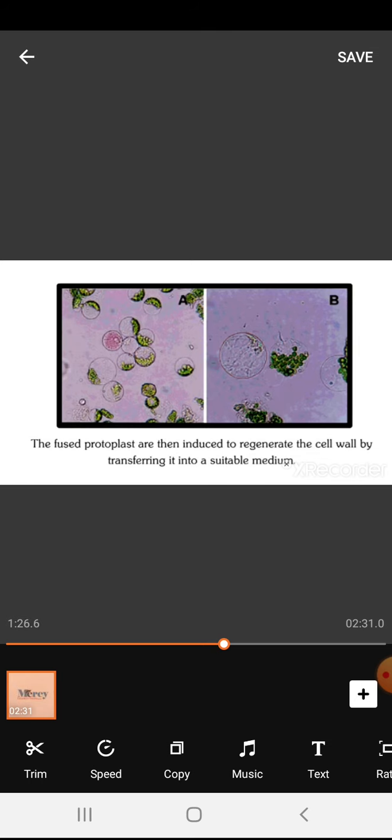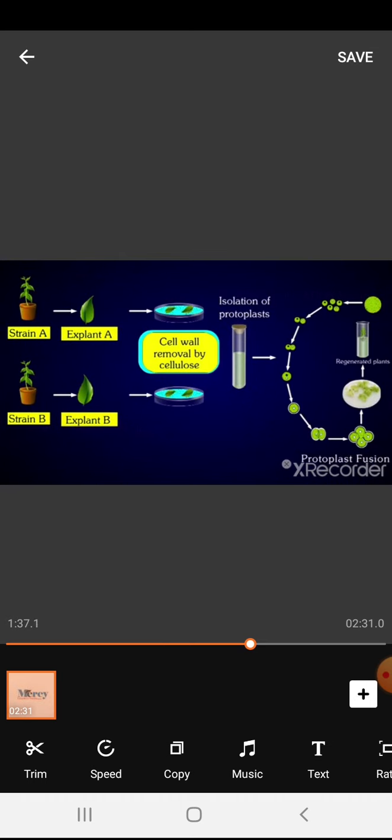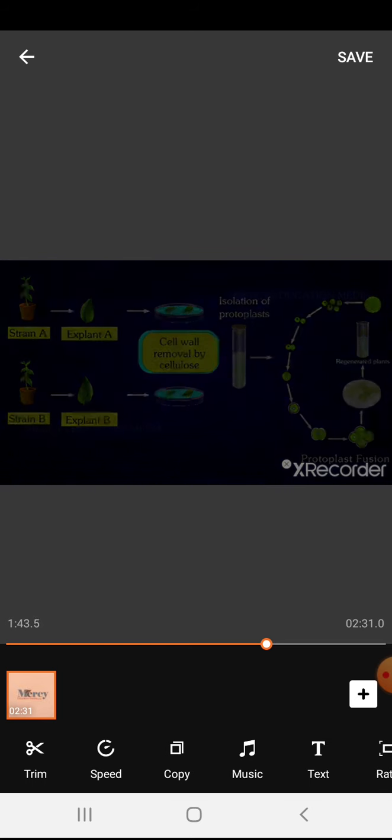The fused protoplasts are then induced to regenerate the cell wall by transferring them into a suitable medium. This is followed by callus formation, which leads to regeneration and organization of tissues.